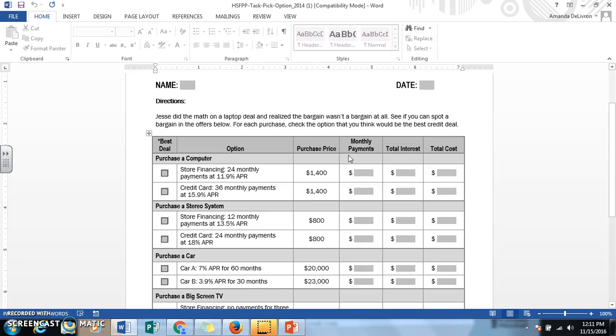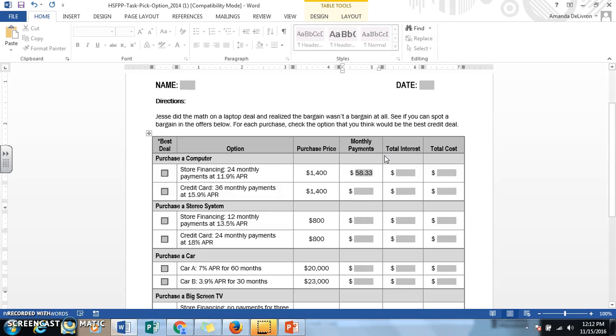So if I wanted to figure out the monthly payment, how much I would be paying for this computer each month, I would take $1,400 and divide it by the number of monthly payments. So for store financing, I would divide by 24. And I find $1,400 divided by 24 gives me $58.33 that I would have to pay monthly.